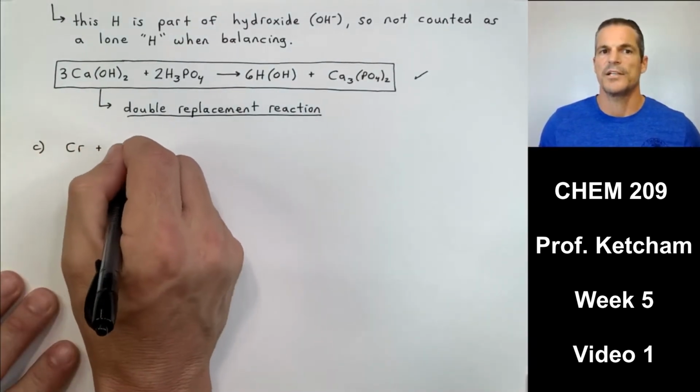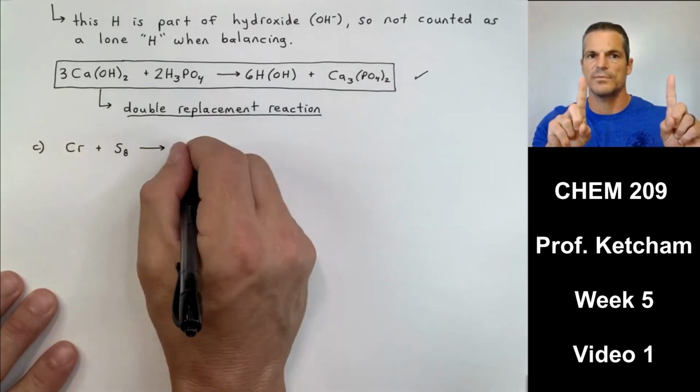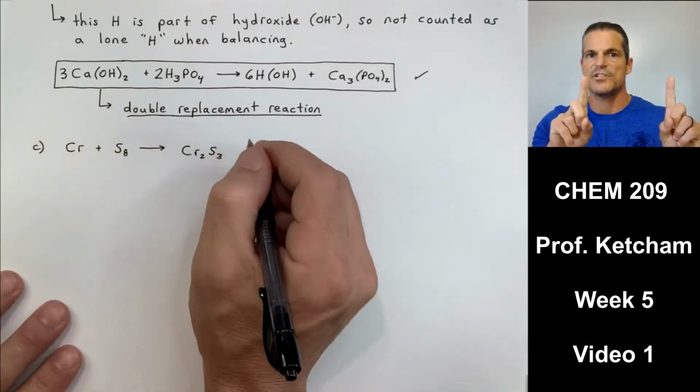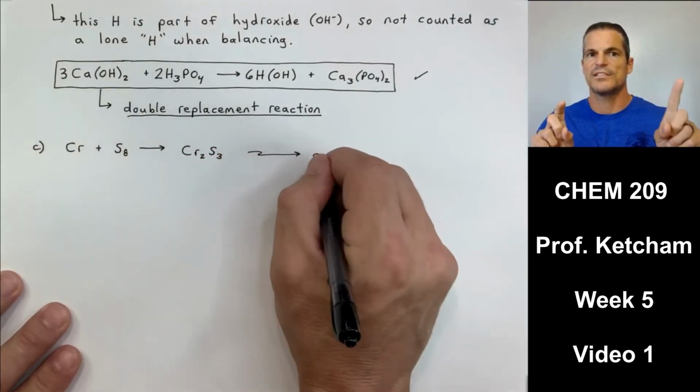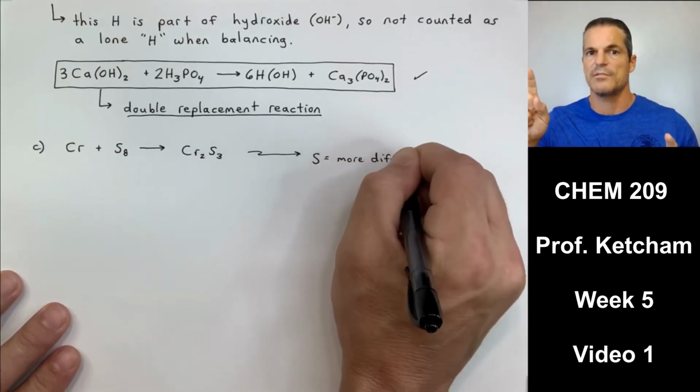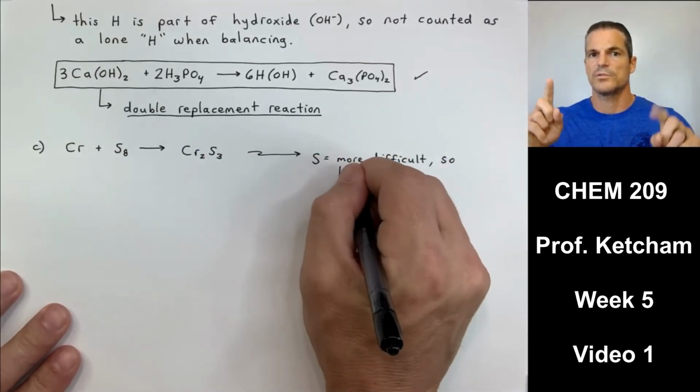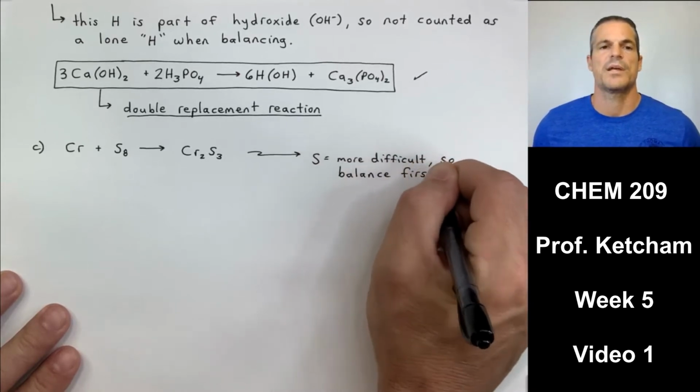This is called a double replacement reaction. You'll see that the first 2 terms, the Ca and the H, are going to doubly replace each other. Ca now goes with the other anion, PO4, while the H now goes with the OH. That's a double replacement reaction.